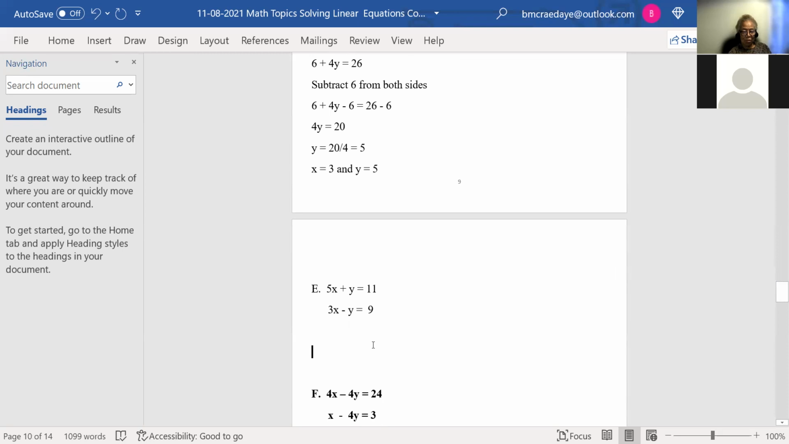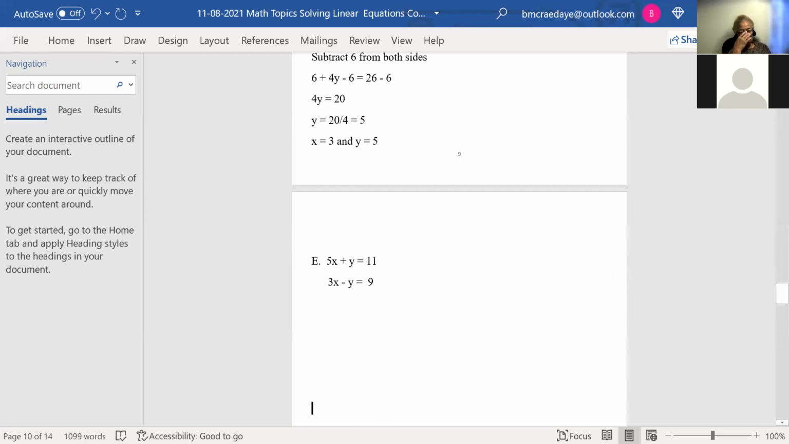All right, Maureen. This is one I think you can do yourself because you've got two things in common there. So what would you do to this equation? You subtract 3x from 5x. Would you subtract or would you add? You'd add, because a plus y and a minus y would give you 0.